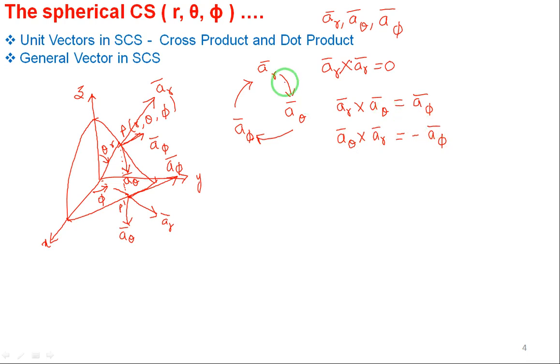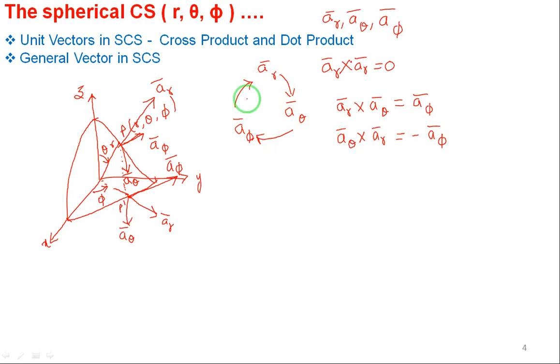I am not writing for the others, I will just read out what I will be getting. AR cross A theta is A phi, A theta cross A phi is AR, A phi cross AR is A theta, right? Then I will come in the reverse way. A theta cross AR is minus A phi, AR cross A phi is minus A theta, A phi cross A theta is minus AR. I hope you understood this. I have written for only one of the cross products of unit vectors.